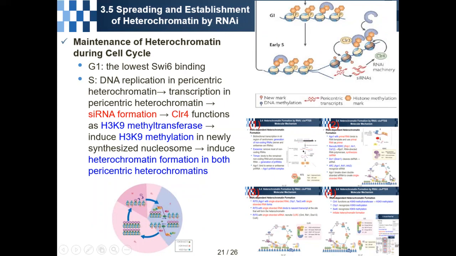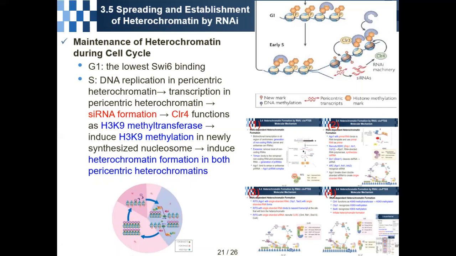In CLRC, they have Clr4. So I will just briefly summarize the function. You don't have to write down the detailed information, just explain the important steps. After that, Clr4 functions as the methyltransferase. So it will make the modification on the newly synthesized nucleosome. So it can induce heterochromatin formation in the pericentric heterochromatin region.